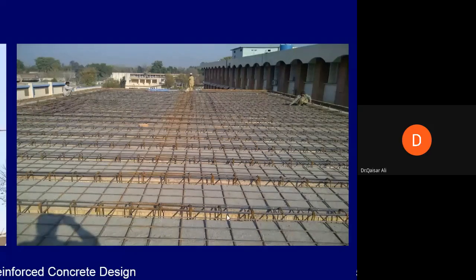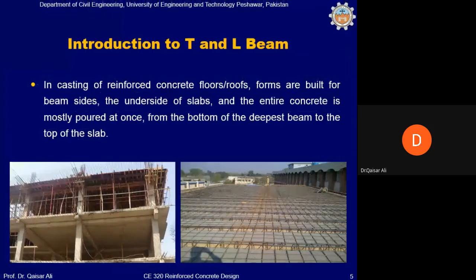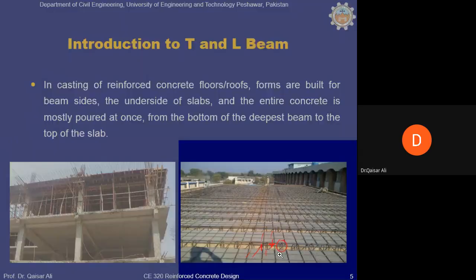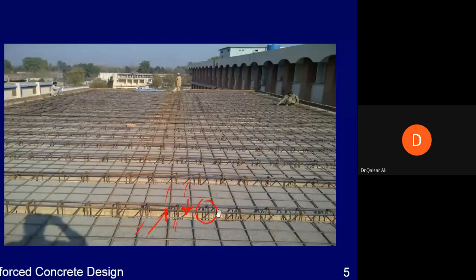This portion is part of the slab. Okay, because when concrete is poured, the concrete of the beam will flow into the beam formwork like this, in this portion. Okay, and when this part is filled, then the remaining concrete will be placed to form part of the slab. So this part of the beam, where you can see the stirrups, is actually part of the slab.